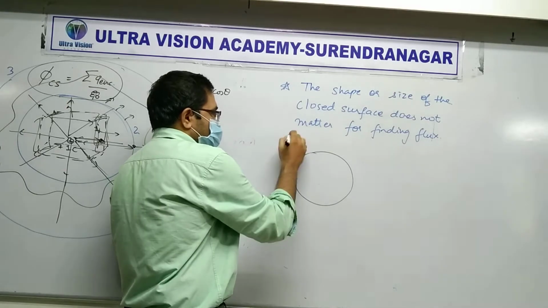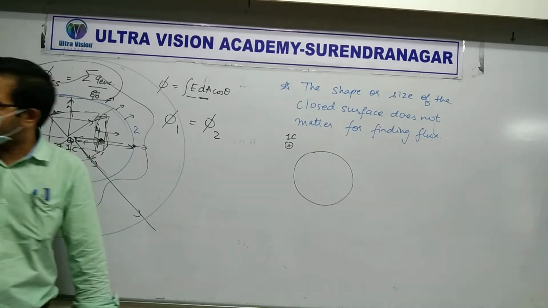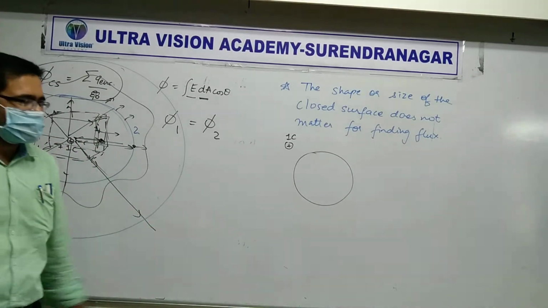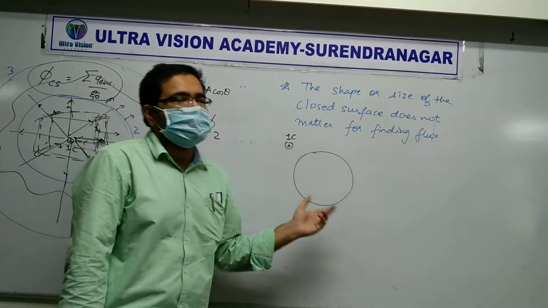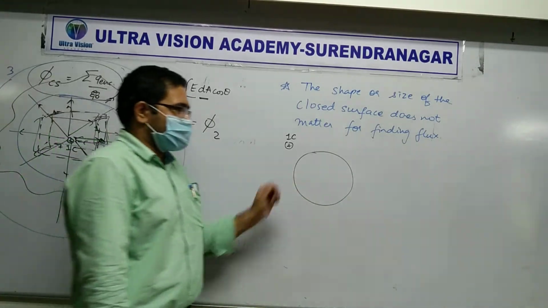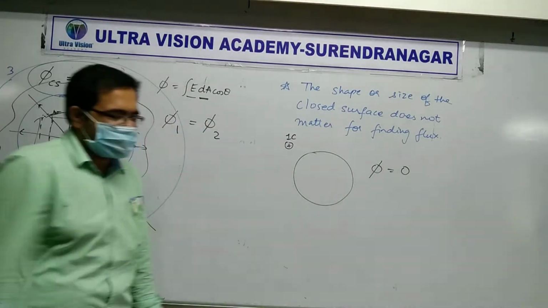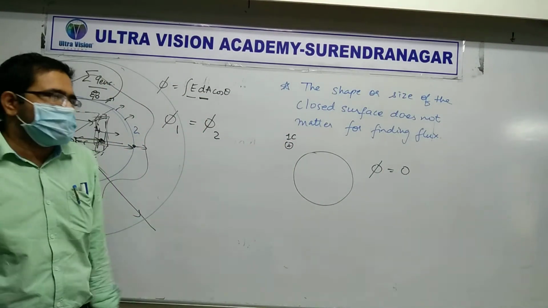Here you put one coulomb charge outside, underlined. The sphere is empty. How much is the charge enclosed by this surface? Zero. Okay. Let's try to find out the flux. Gauss's law is telling you that it should be zero. Yes or no? Yes. Let's verify.